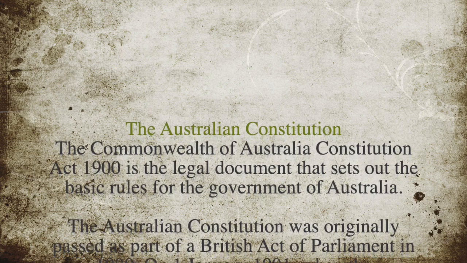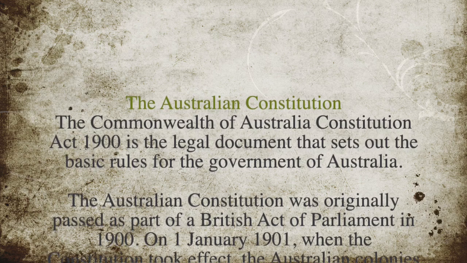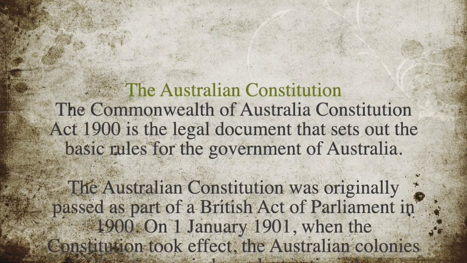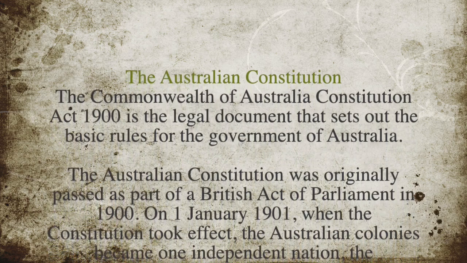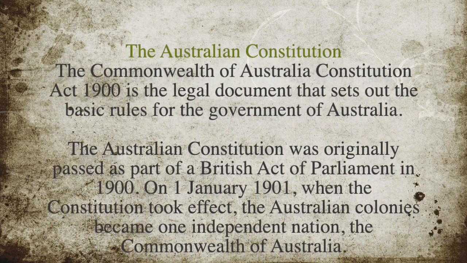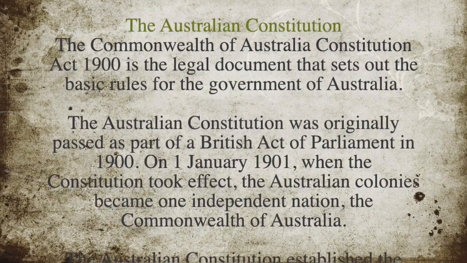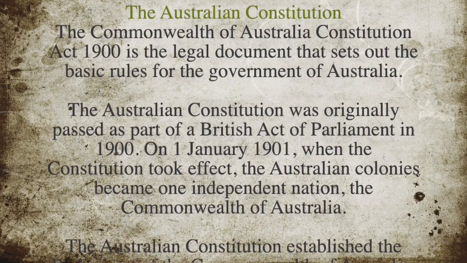This means that the majority of voters in the majority of states, and the majority of the voters across the nation, must vote for the change. So it's a must to vote in the referendum if you are an Australian citizen. So how is the power of government controlled?